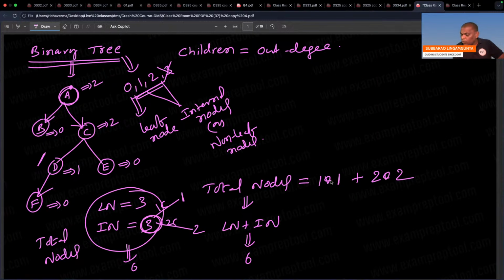1 child, how many are there? Please check. 2 child, how many are there? Right? Those many. 1 into that. So 1 child, how many? 1 person. 2 child, how many? 2 people. That is okay. Next one.